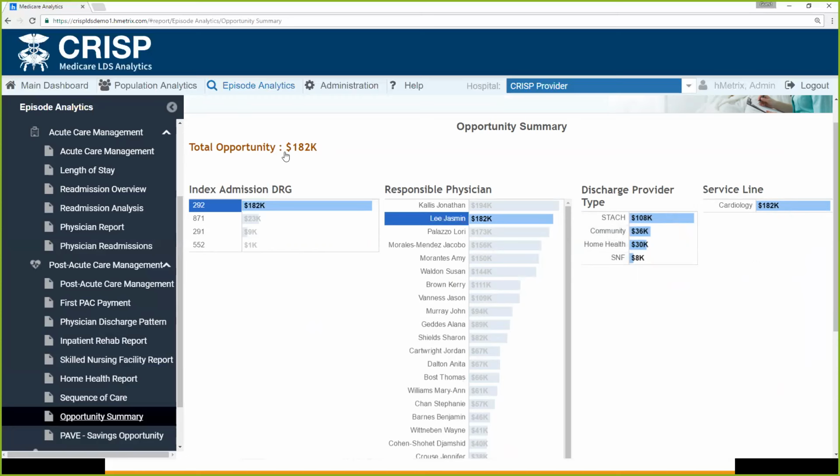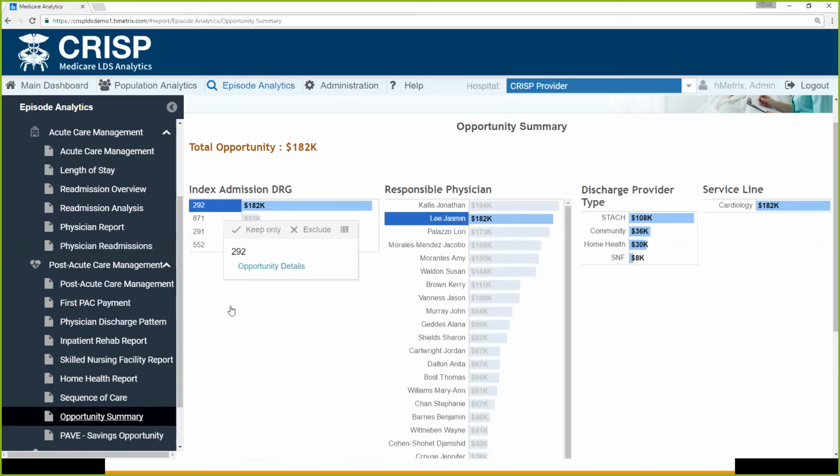So what's nice about this tool is you can see right away at a glance which DRGs are important, which physicians maybe I should be looking into a little bit more, which discharge provider or post-acute care settings, or if direct readmits are a major problem. Or you can even look at a higher level, just which service lines should I be interested in.